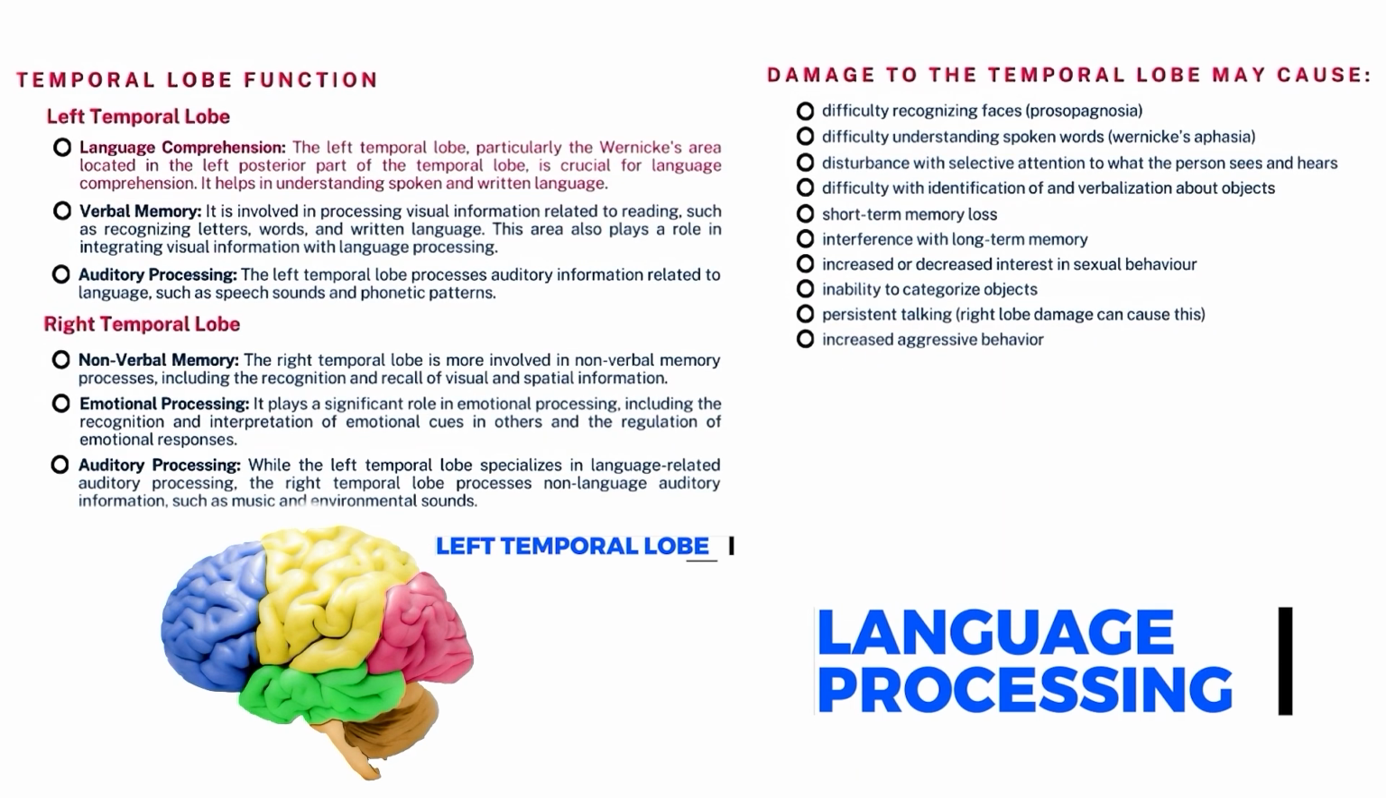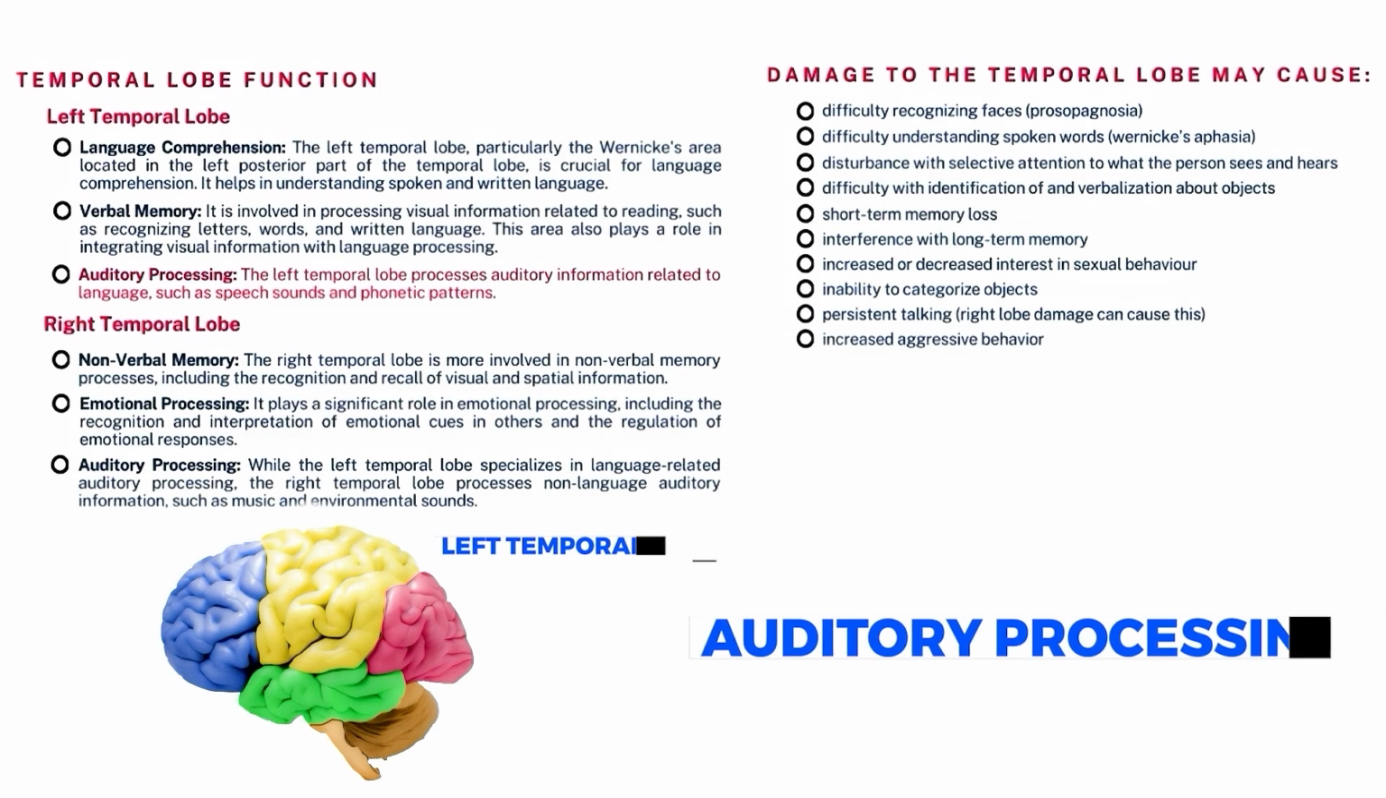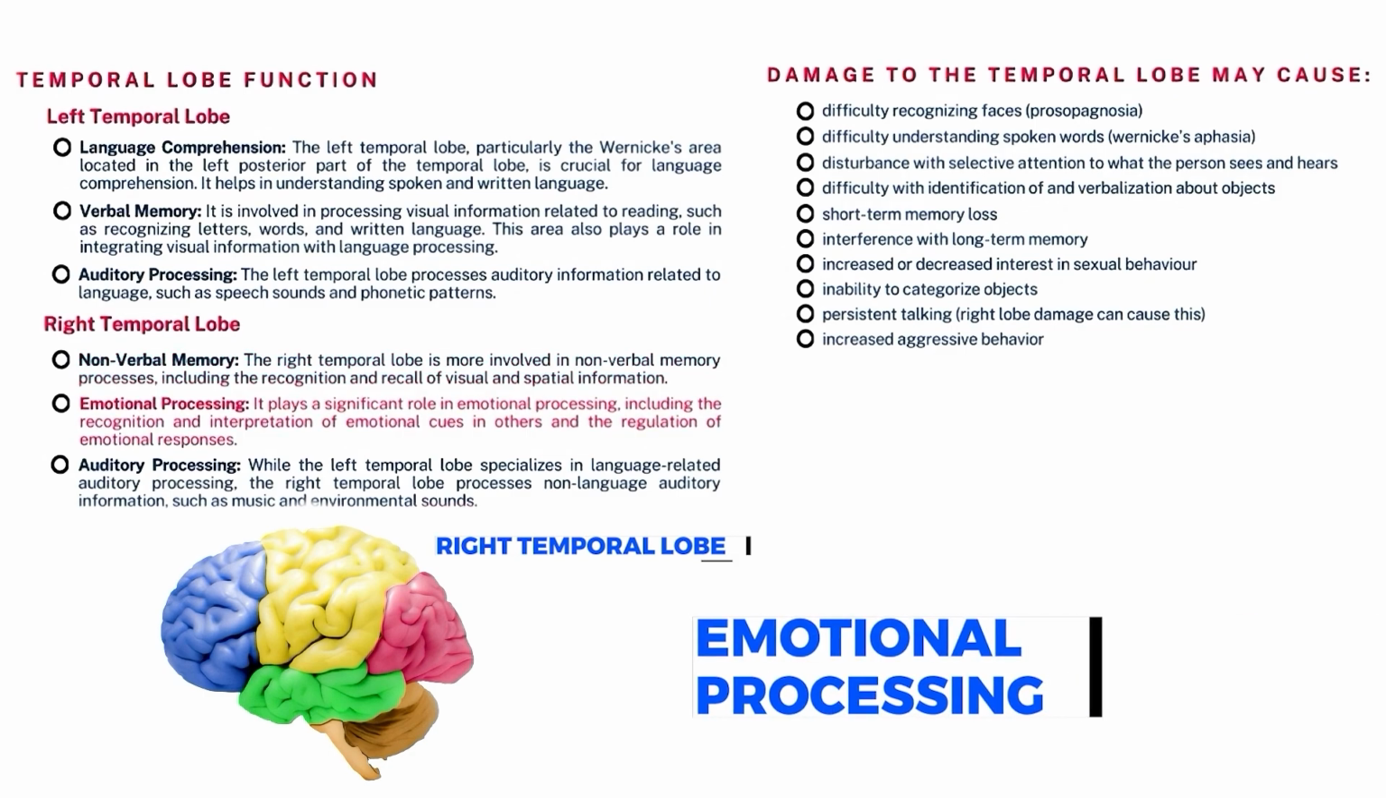Temporal lobe, and again the dominant temporal lobe processes visual language processing. We have seen that earlier. And verbal memory, the sounds, the sentences, language, auditory processing, and the sound signals are processed here. And non-verbal memory is in the right, non-dominant. And emotional processing is done in the right temporal lobe, and the temporal lobe processes the auditory signals which are non-verbal, like music, non-language sounds.